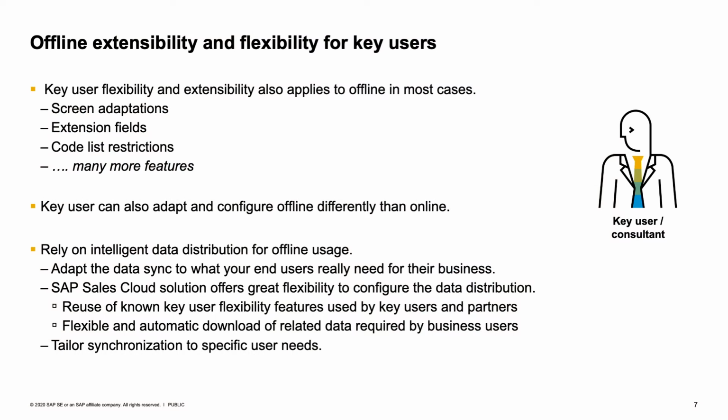So first of all, the key users will have to adapt, for instance, the screens. So they will make some text adaptations. They will swap fields around, section groups, facets. They will add extension fields. They hide fields. They make them mandatory and so on. Also code list restrictions is another example.